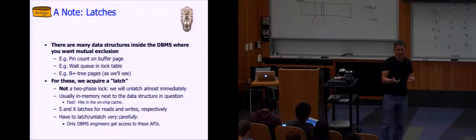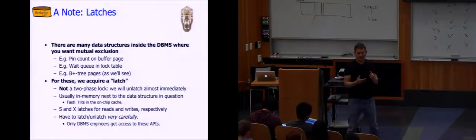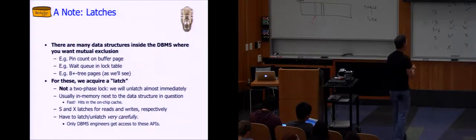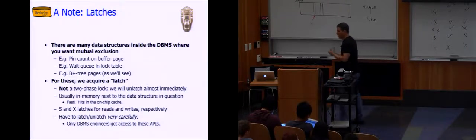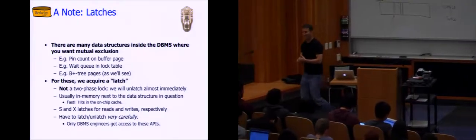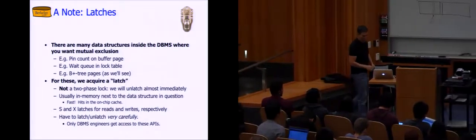And then we're going to call it Oracle, and we're going to be like the third wealthiest guy in the world. Okay, so it's worth it, right? But you're going to have to do it carefully. So today we're going to do it carefully for B trees, okay? And we'll see how it goes.